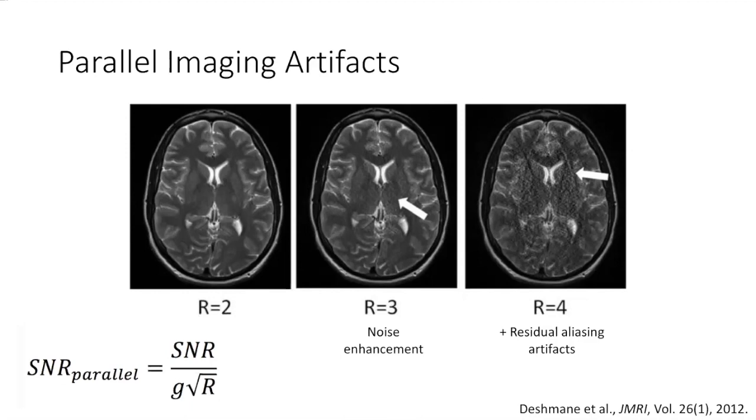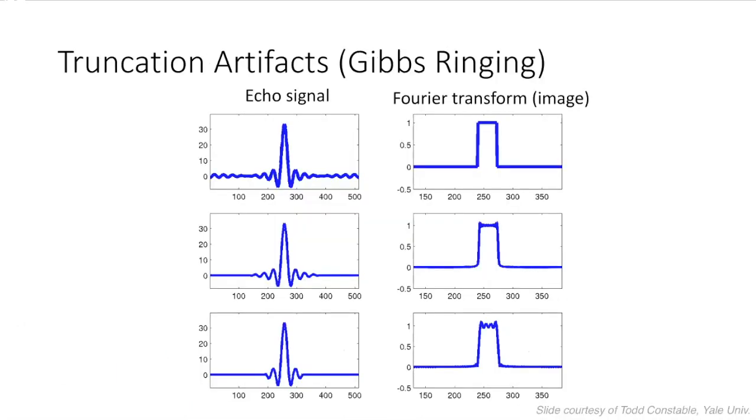So I guess I'll go on. So truncation artifacts, also known as Gibbs ringing.